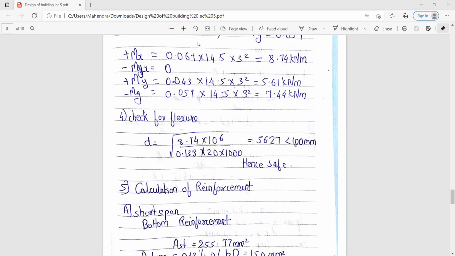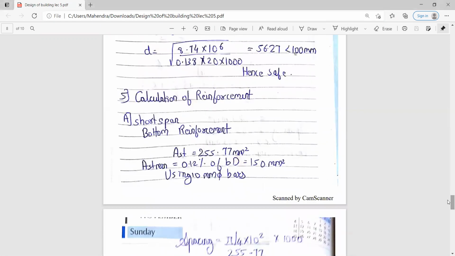Then you need to calculate the reinforcement. You have to do the calculation for the reinforcement. So for calculation of reinforcement, first of all, you will do for the short span, that is for the bottom reinforcement. So for the short span, you need to calculate the AST by using the same formula, that is 0.5 fck into b into d by fy in bracket 1 minus under root of 1 minus 4.6 Mu upon b d square fck. By using that formula, आपको AST मिलता है 255.77 mm square.